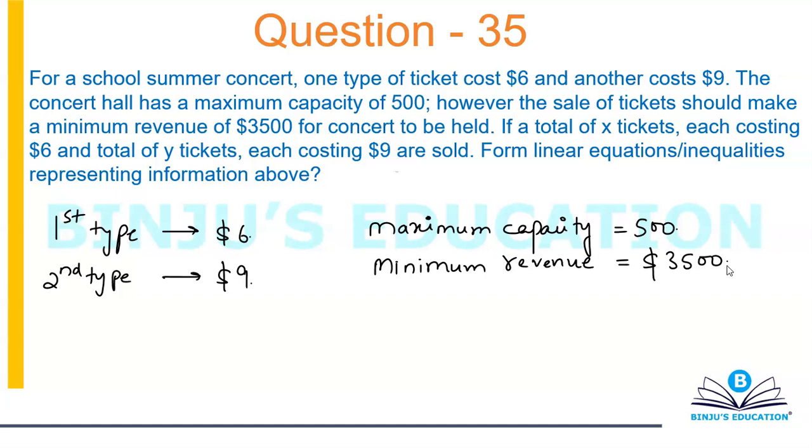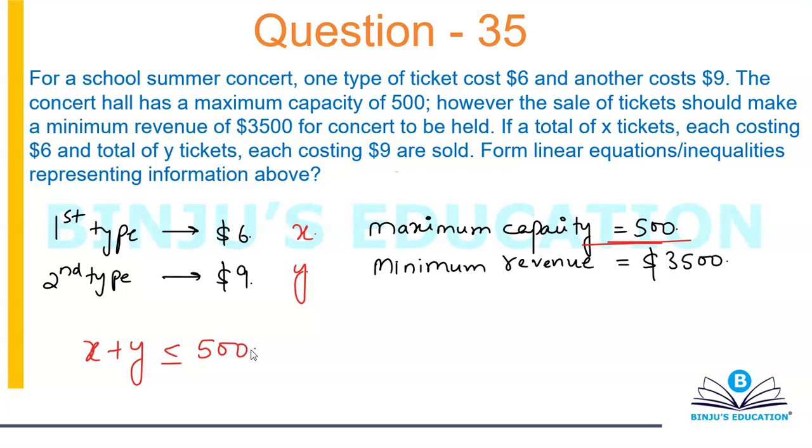Okay. So I have X tickets of first type and I have Y tickets of second type. Cool. So if we have a maximum capacity of 500, then the first thing I can say is that X plus Y should be less than or equal to 500. Because basically I have only 500 chairs available with me. So one ticket is for one chair.